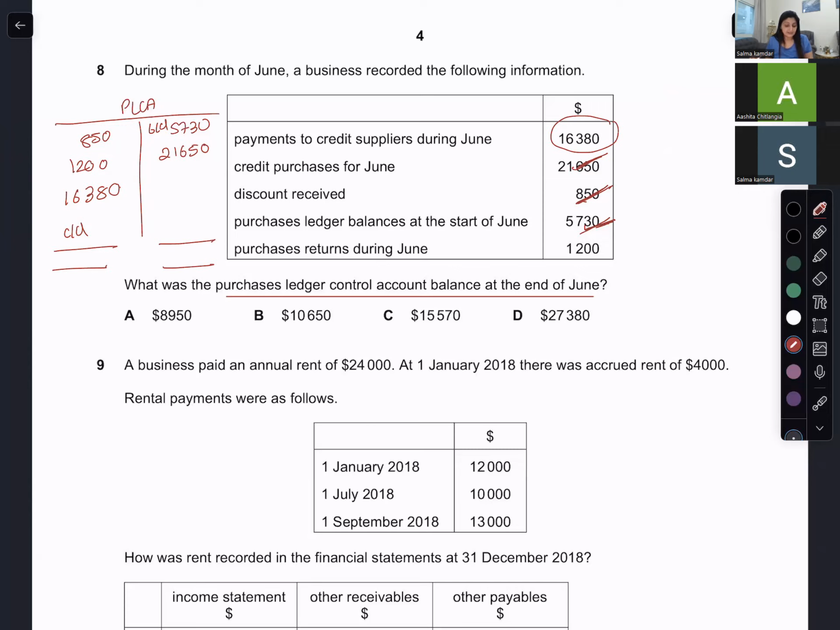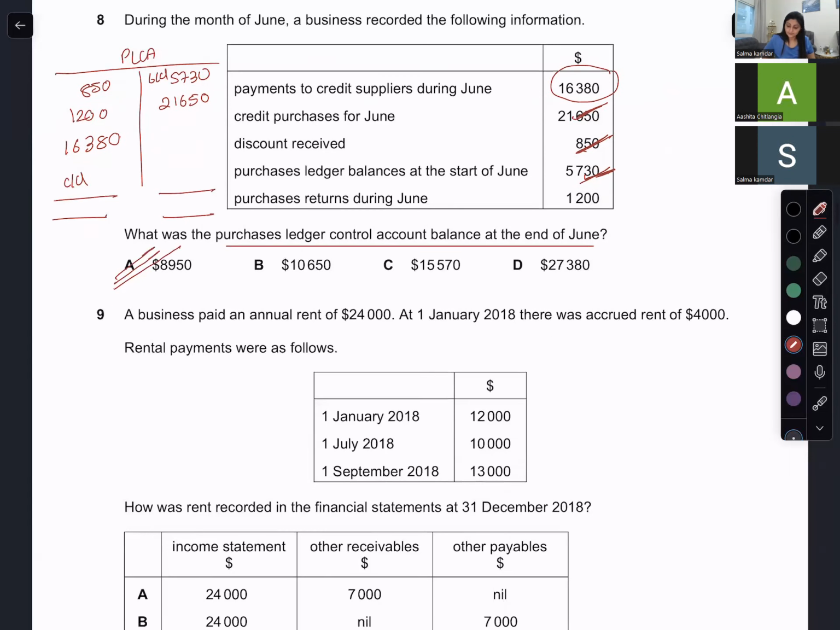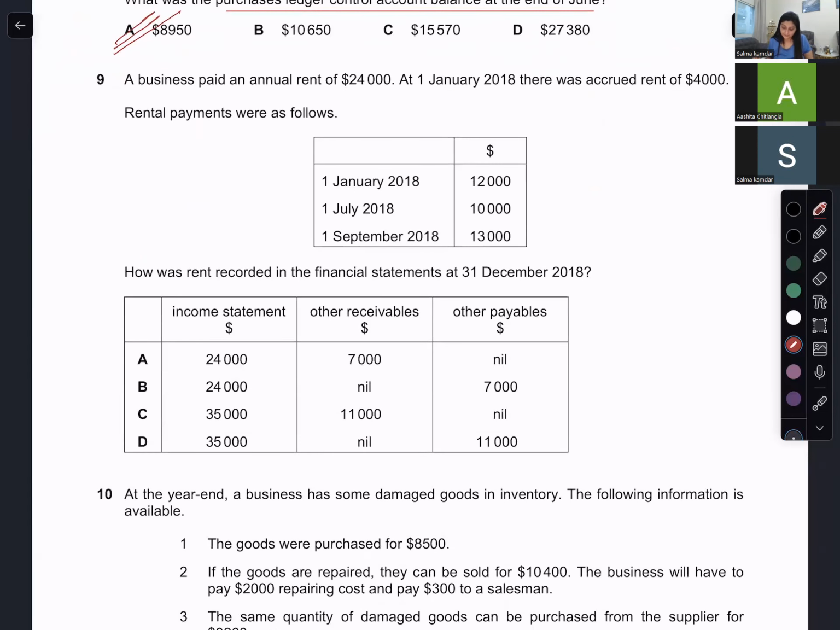So 21,650 plus 5,730 minus 850 minus 1,200 minus 16,380. So it is 8,950. Option A. Go to the next one.